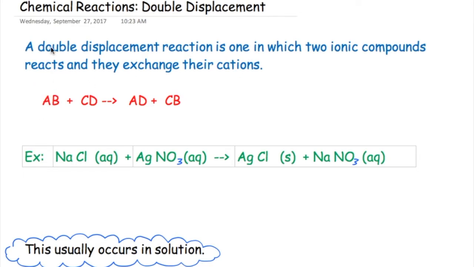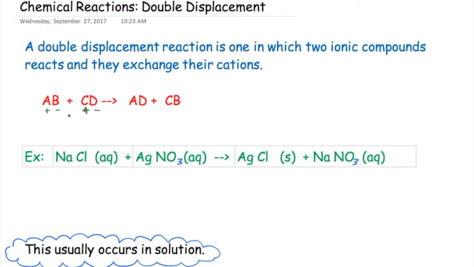Here we have compound AB, and as you know from my previous videos, whenever you write a compound, you write the metal first. The metal is usually the cation, and the non-metal second, the anion. Now we have another compound reacting with it, compound CD. This is the cation, the anion.